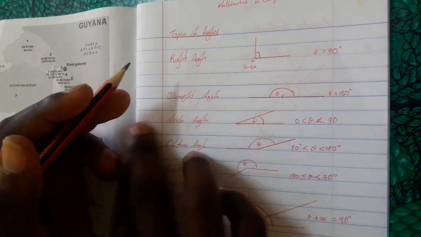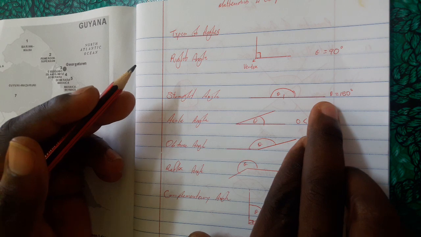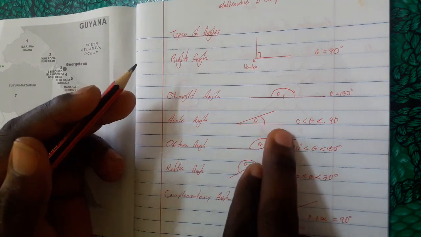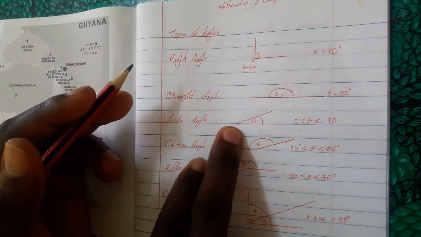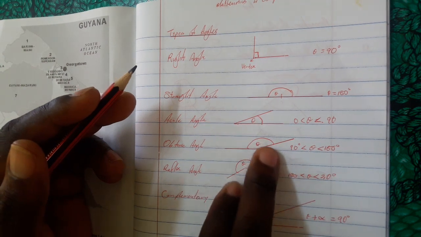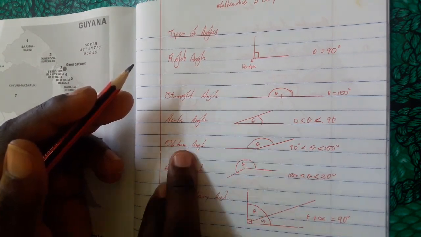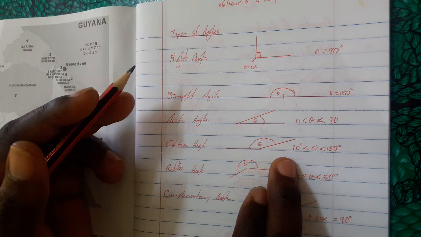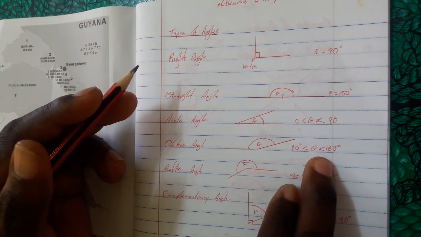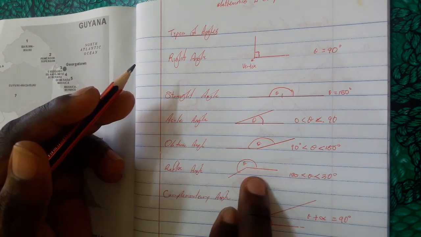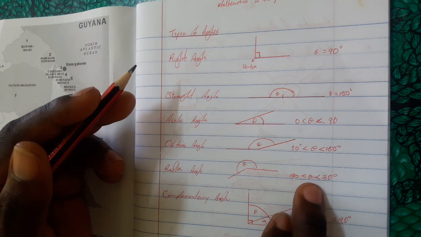Then the straight angle, the angle on a straight line, adds up to 180. Then there's the acute angle, which is greater than 0 but less than 90. Then there's the obtuse angle, which is greater than 90 but less than 180. Then there's a reflex angle that is greater than 180 but less than 360.